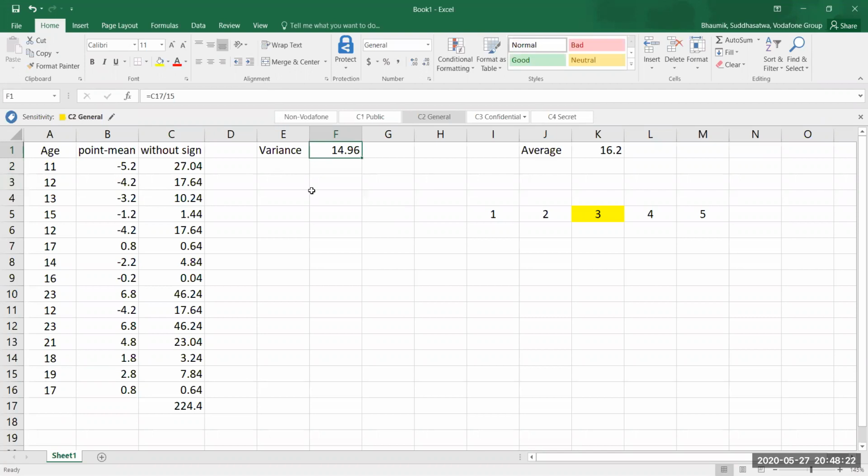Now there is a problem. This number really does not signify the variation in the data. Why it does not is because to correct this plus minus thing, I have done a square value. And there is one more problem in this formula. Because we have done a square, I have lost the scale. So I have to get back to the original scale in which the age forms.